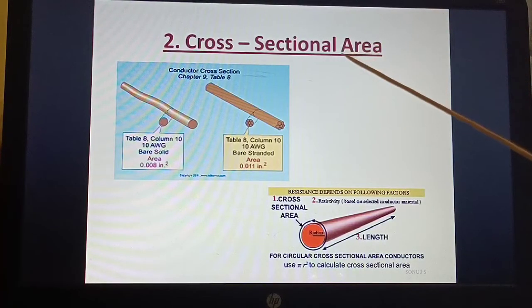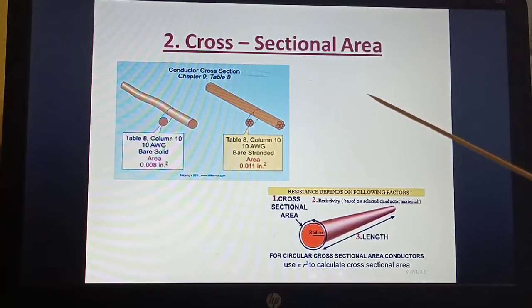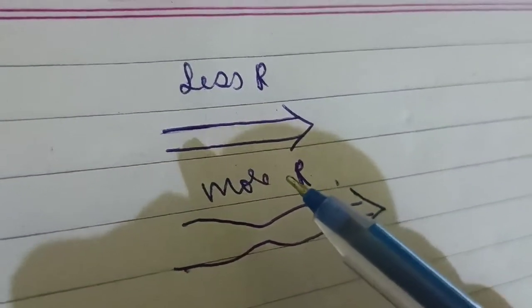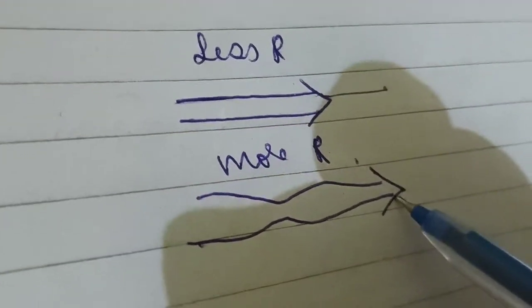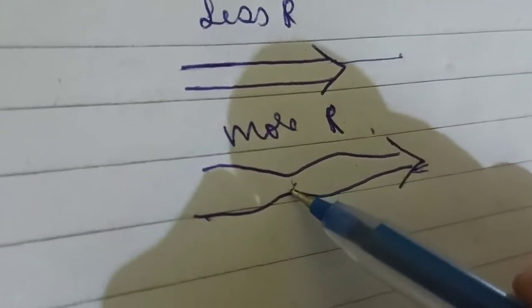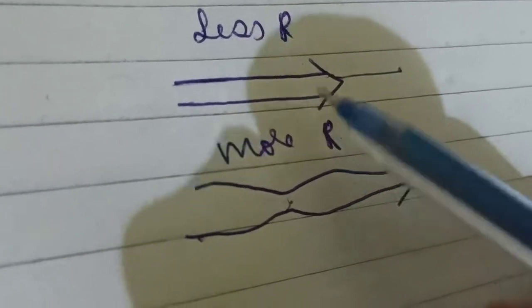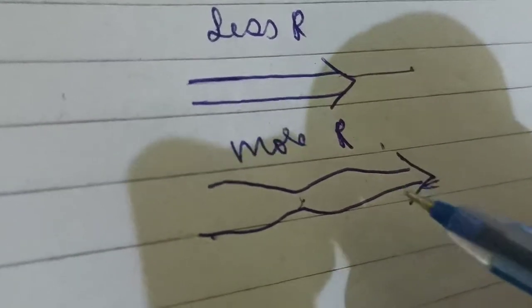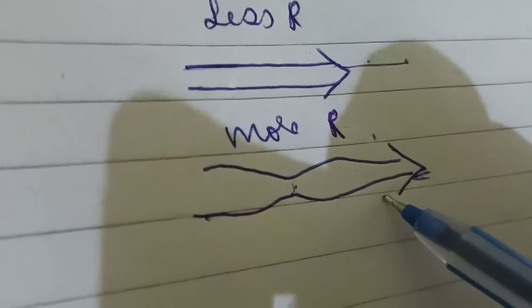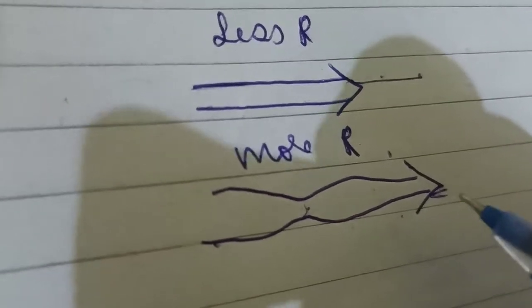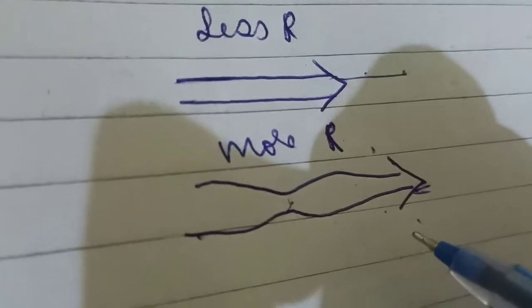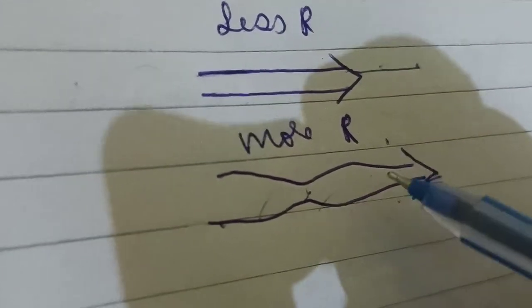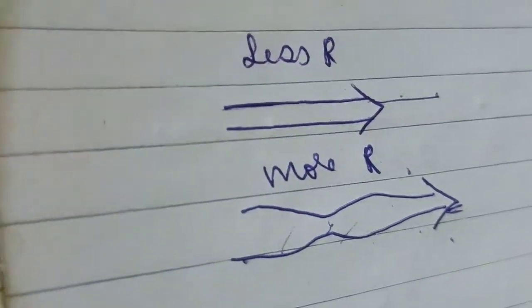Next we'll move on to the cross sectional area. For the example, this is a simple pipe, and this is a bent pipe, bent in the center. In which will the resistance be more, the first one or the second one? The resistance will be more in the second one. That is, the lesser the area, the more the resistance.